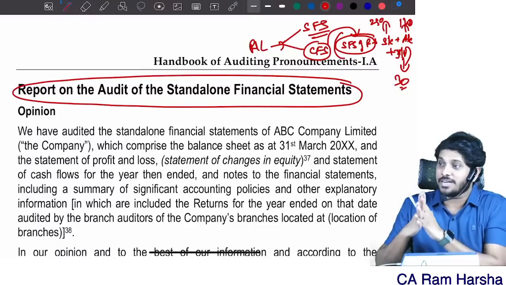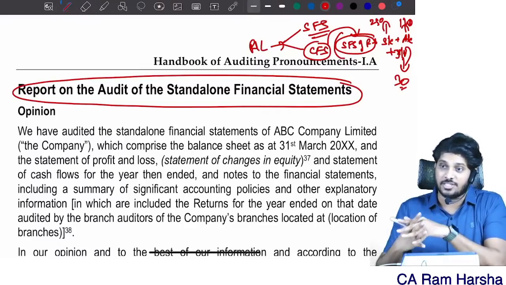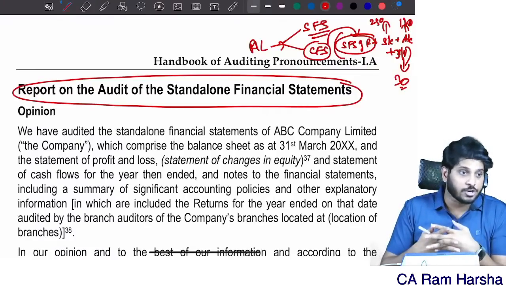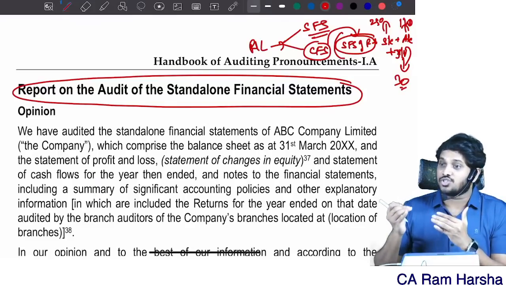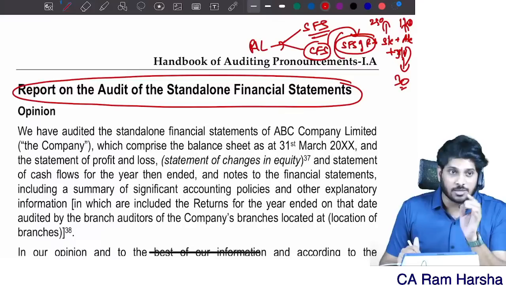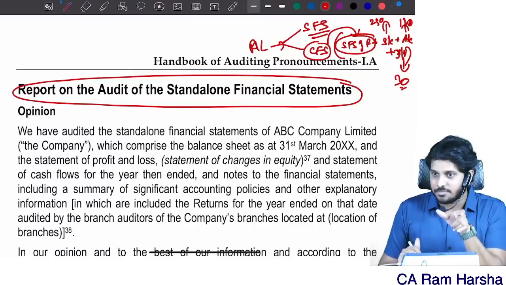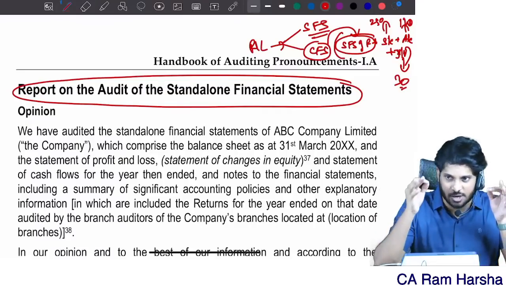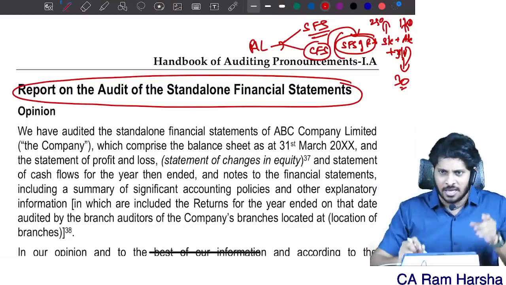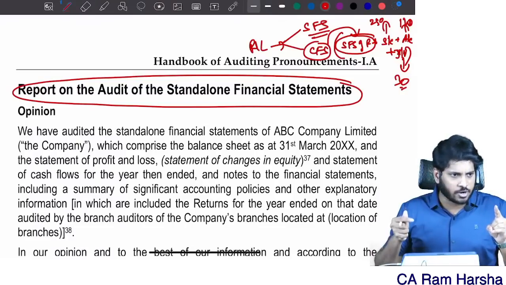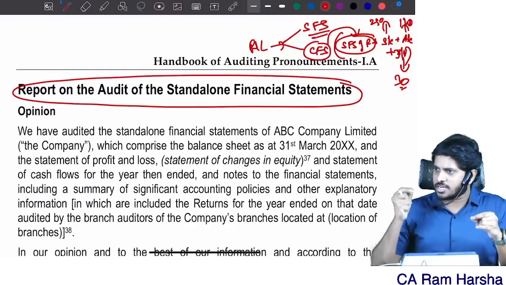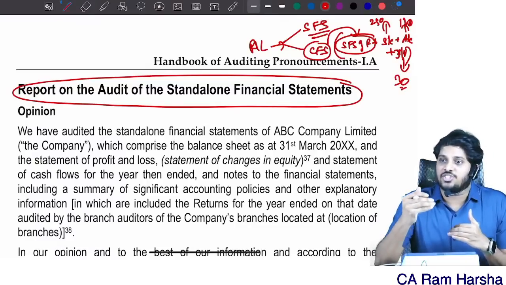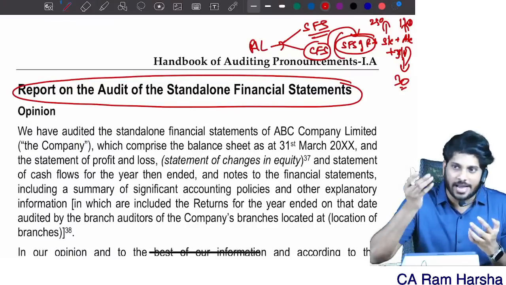Now, when the company is preparing two sets of financials, consolidated and standalone, we have to give an audit report on both. Section 129 subsection 3, which talks about consolidated financial statements, clearly says whatever rules and regulations are applicable for standalone financial statements are equally applicable for consolidated financials. Which means if standalone financials are audited, consolidated shall also be audited. If an opinion is given on standalone financials, the auditor should give an opinion on consolidated also. Clear? So we will give two audit reports, one on standalone, another on consolidated.